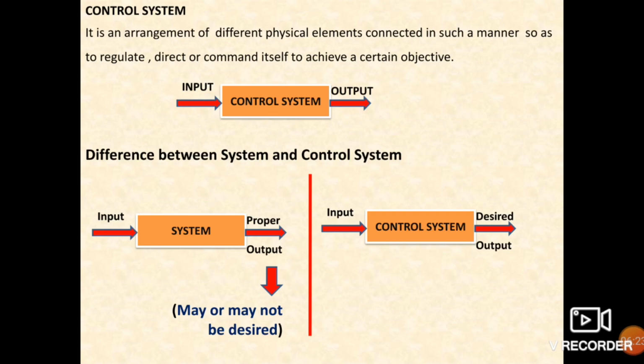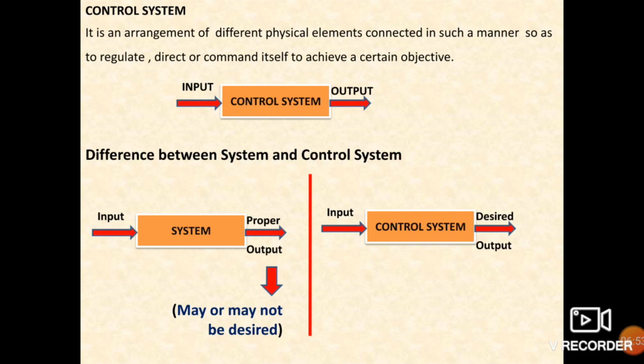For better understanding, you will see the difference between a system and a control system, because in both the system and control system we said we are going to give an input and we are going to get an output. So in what manner the system and the control system vary, we will see that. Okay, see in this slide we have a block diagram on the left side under the difference between system and control system section.